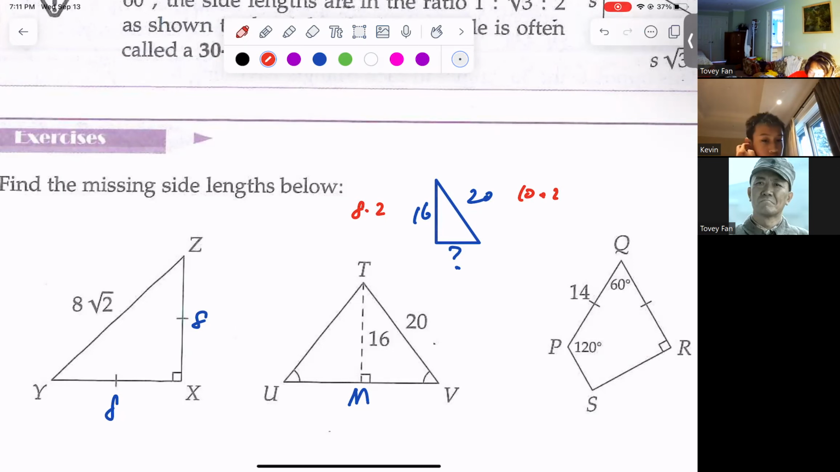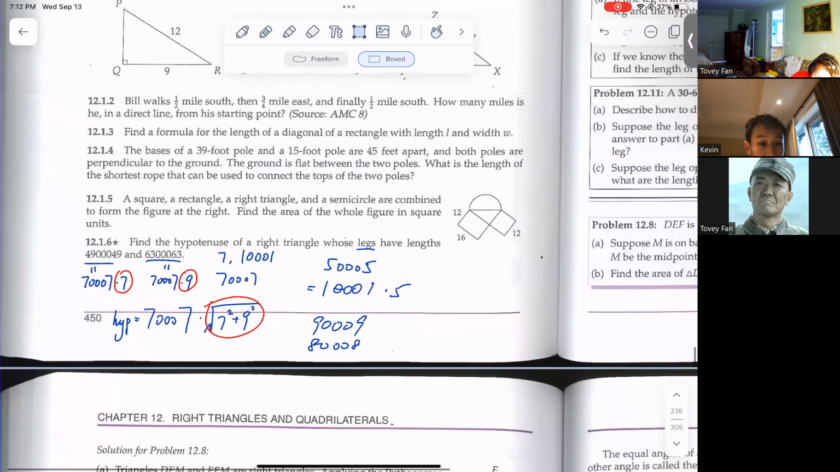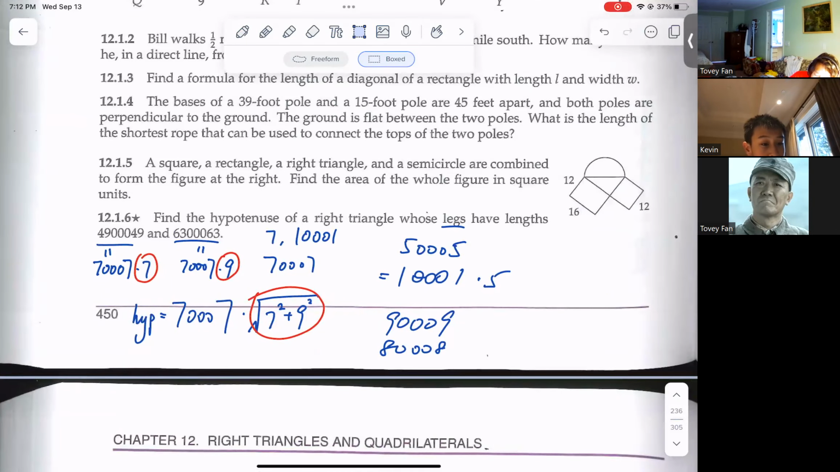No, I think we use the Pythagorean theorem. Yes, we do use the Pythagorean theorem, but before you apply it, when you see 20 and 16, what do you do? Remember that? Okay, let's go back to this question again. What did we do here?